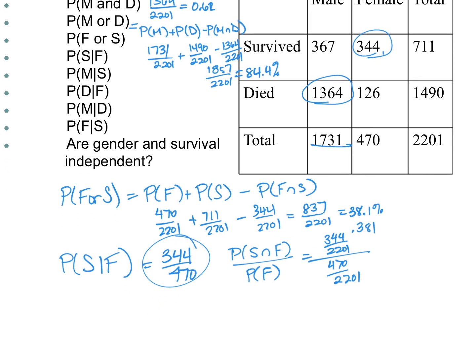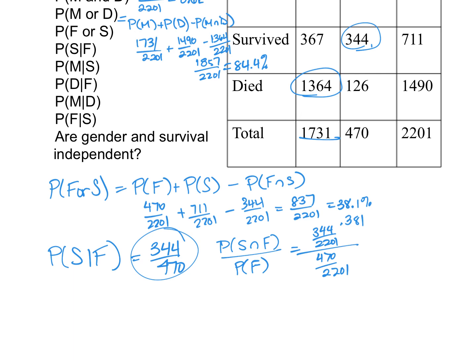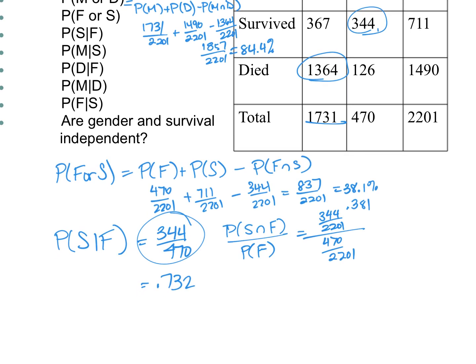So if you randomly chose a female on the ship, there was a 73.2% chance that she survived. If you looked at only the females and you randomly selected a passenger, that's the likelihood she survived the trip. Yeah, these are real numbers from the Titanic. They're not just made up, right? We have that data. So this is real.